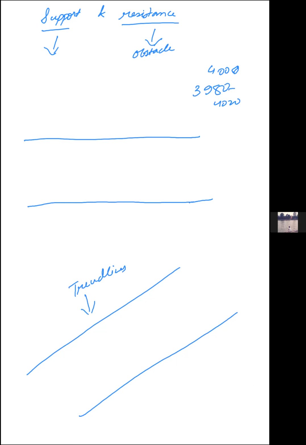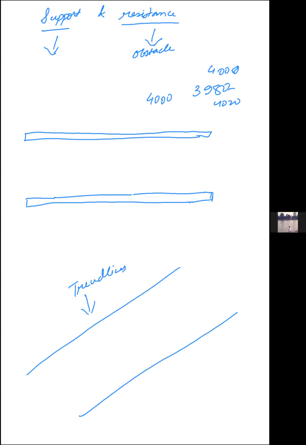You will never say that 4,000 is a support, and if the stock goes to 3999, support is broken, now I'm going to short the stock. No, it never happens. This is something that you should never follow. The support and resistance are zones. This is a zone, and how this zone works is what I'm going to tell you now.